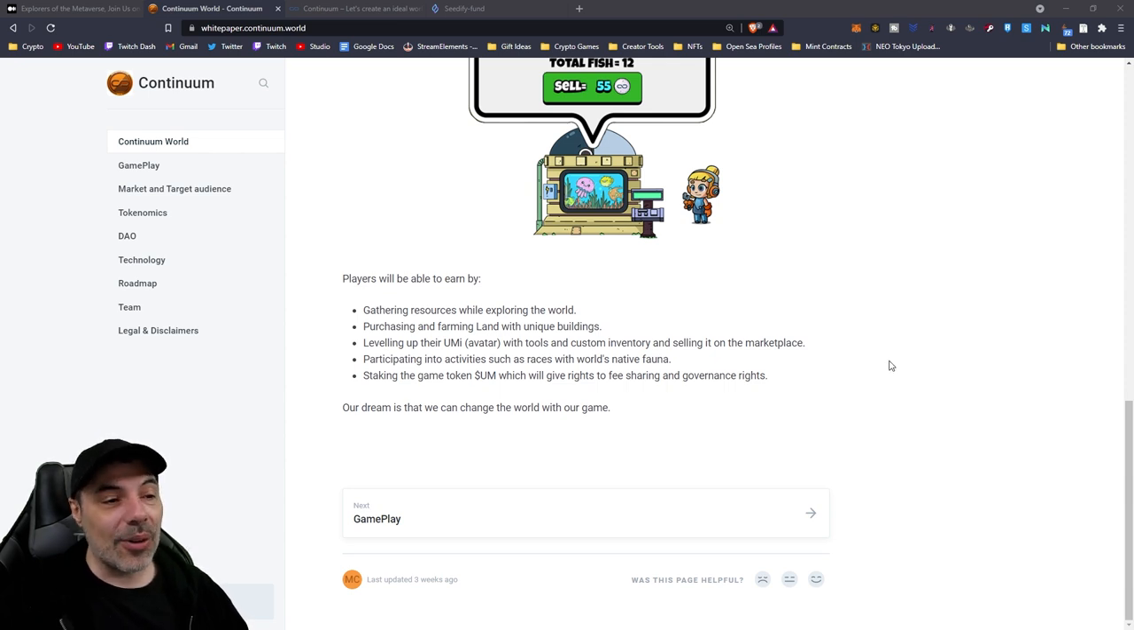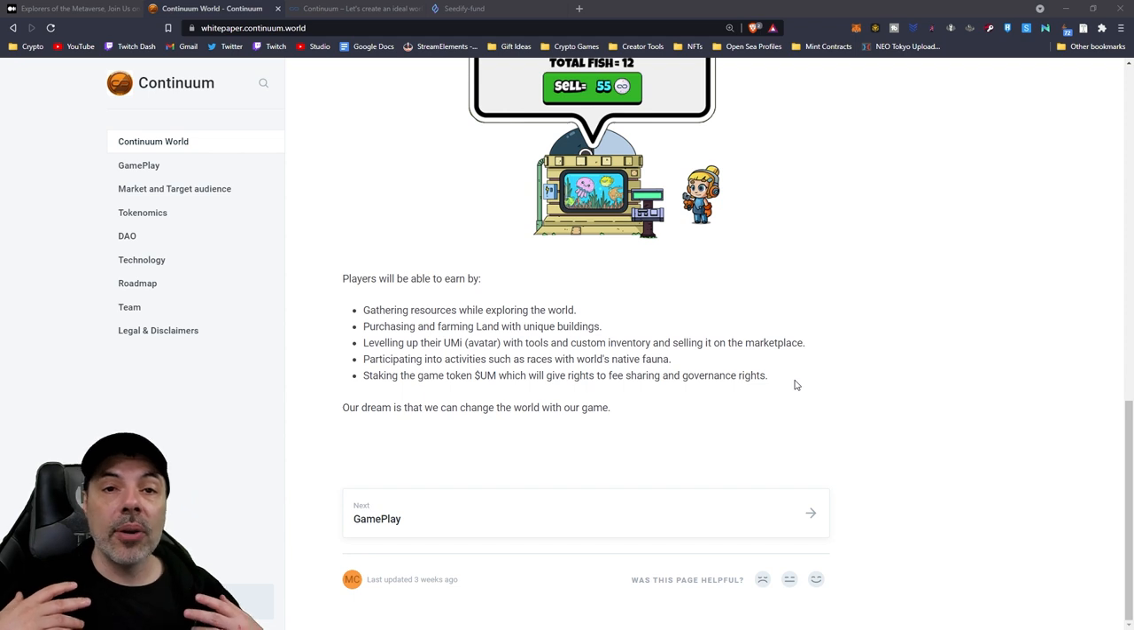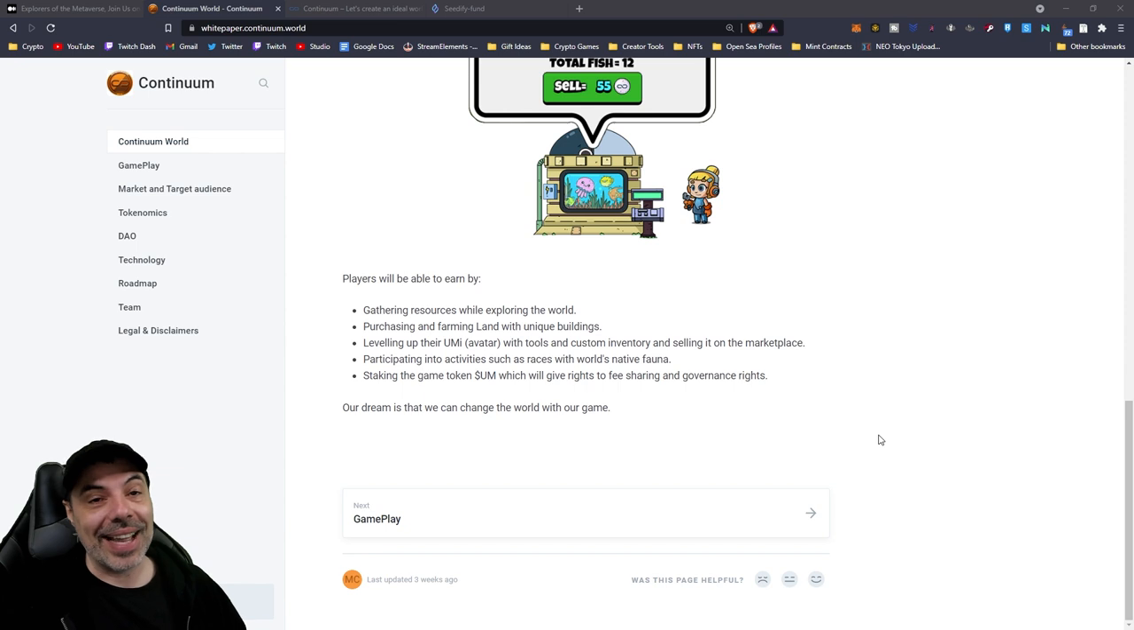Players will be able to earn by gathering resources, purchasing farmland with unique buildings, leveling up their avatars and tools and custom inventory, selling it on the marketplace. We saw some of the different biomes in the trailer that we watched, and you're probably going to need to upgrade your characters and tools in order to harvest bigger resources or more rare resources or harder to get resources for more amounts of Umi token. Participating in activities such as races with the world's native fauna and staking the game token, which will give rights and fee sharing and governance rights. So our dream is that we can change the world with our game. And I honestly think that's where Play to Earn is headed.